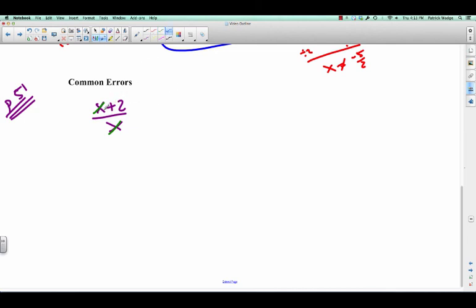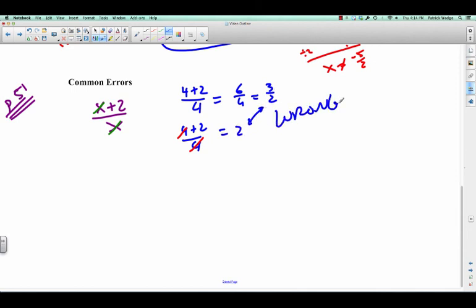Let's say that x is 4. You'd have 4 plus 2 over 4, right? I just replaced those x's with 4. What does that equal? Well, 4 plus 2 is 6 over 4. That's the same as 3 over 2. Now I'm going to write the exact same thing down again. If you think you can just cancel those out, since they're the same, you're left with the answer 2. And those two things are not the same as each other. So this is wrong. You cannot just cancel like that.